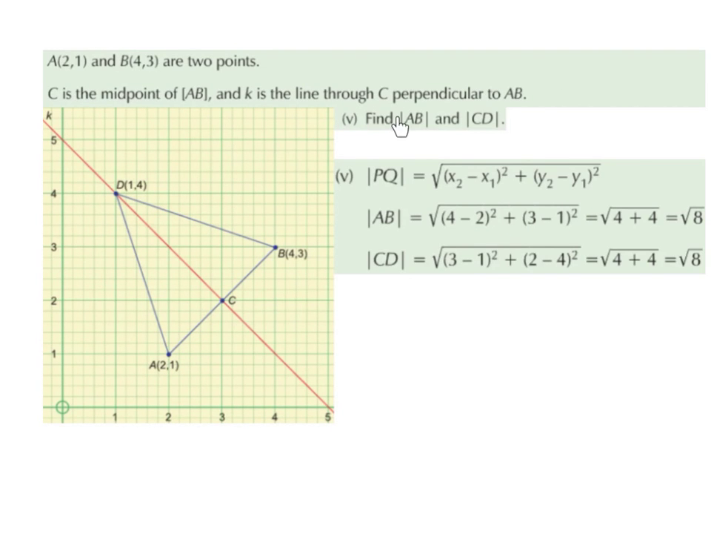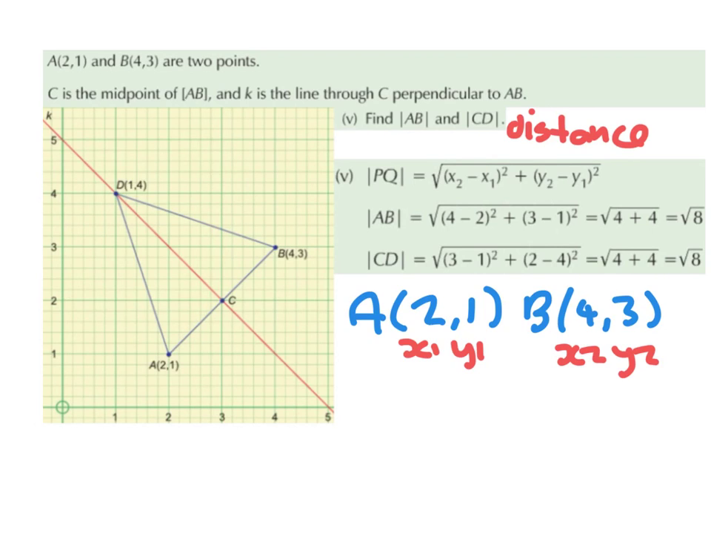Part 5, find the distance from A to B and the distance from C to D. So these lines mean distance. So we're going to use our distance formula, which is root of x2 minus x1 squared plus y2 minus y1 squared. So I'm going to start off by finding the distance from A to B.